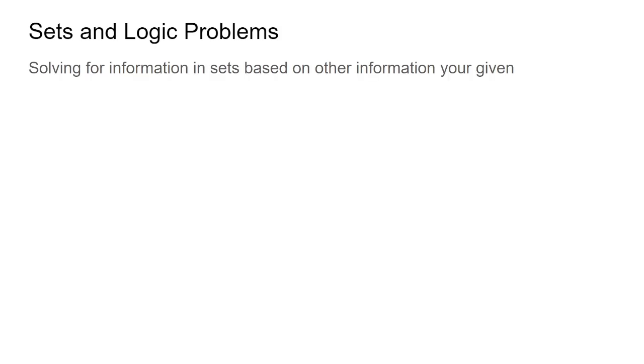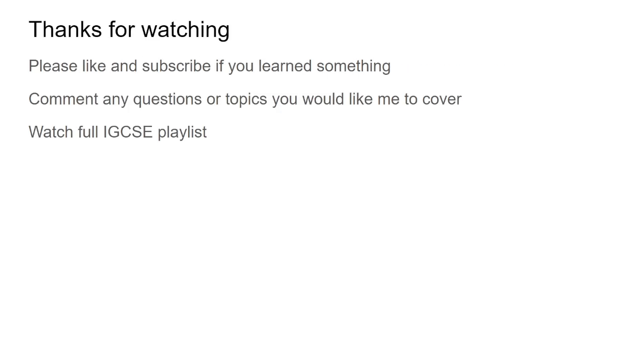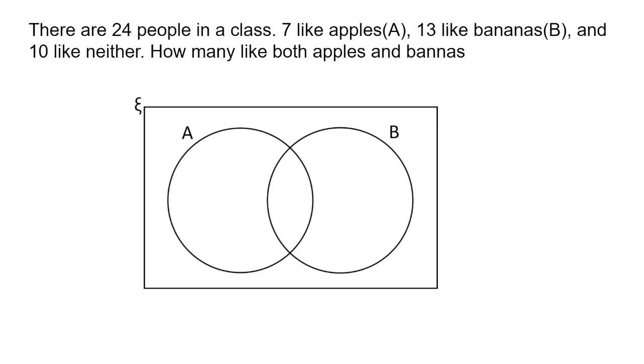Sets and logic problems. This is solving for information in sets based on other information you're given about the sets. Usually it's finding the overlap between the sets, or the intersection. It's kind of hard to explain, so I'll just show an example. Here. There are 24 people in a class. 7 like apples, 13 like bananas, and 10 like neither. How many people like both apples and bananas?